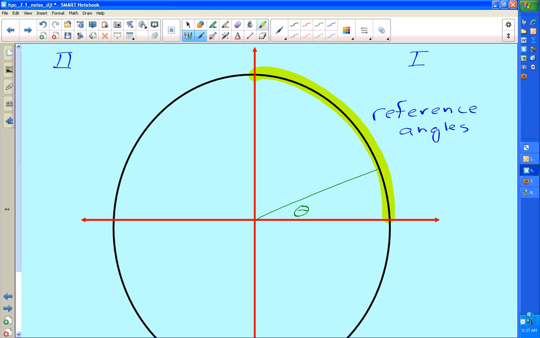Now we're going to work in degrees first, and then we'll go back and talk about radians, but it's easier to work in degrees. This is 0 degrees, or 360 degrees. This is 180 degrees.